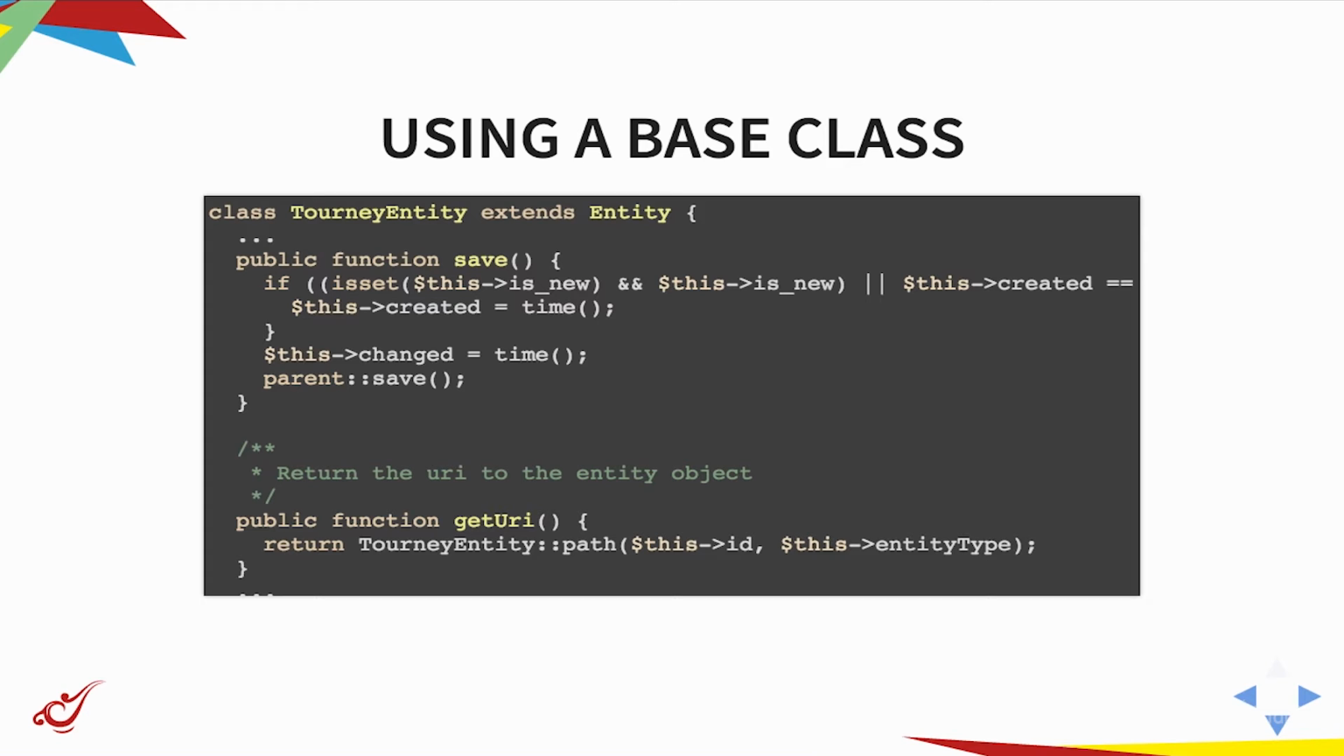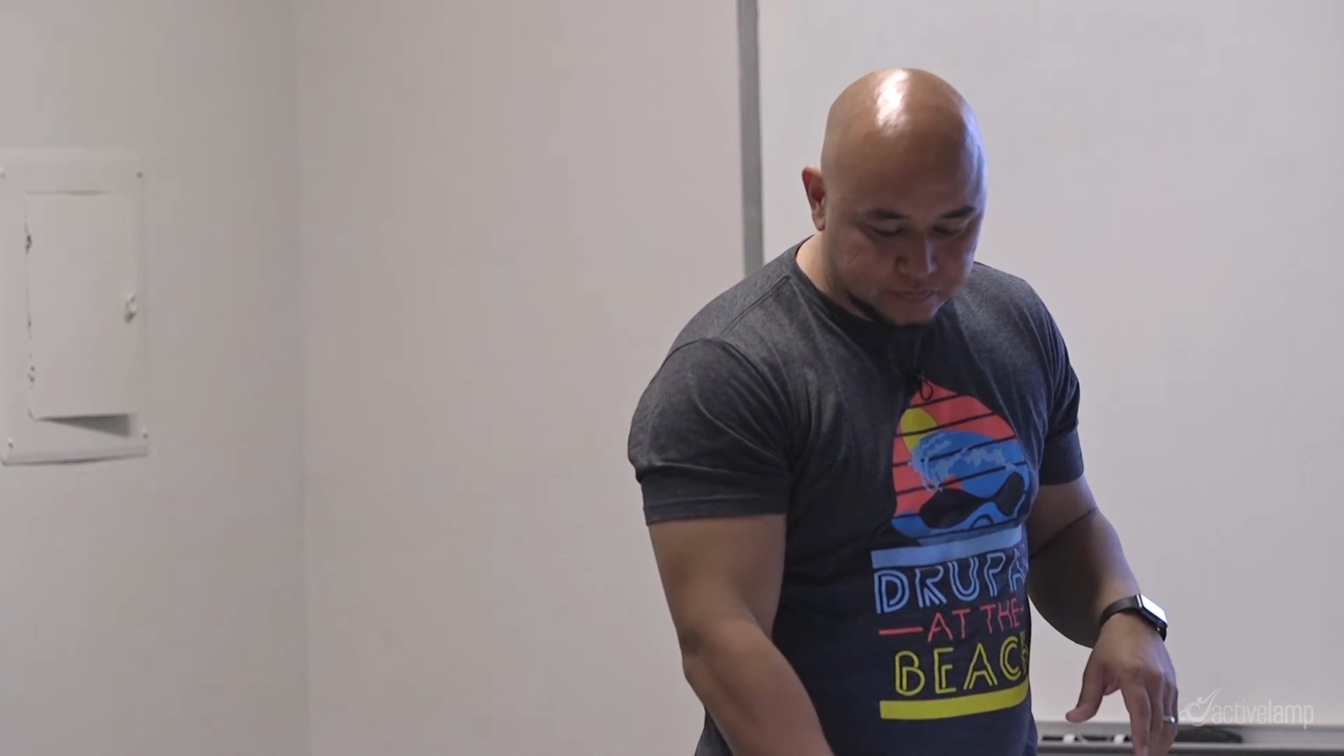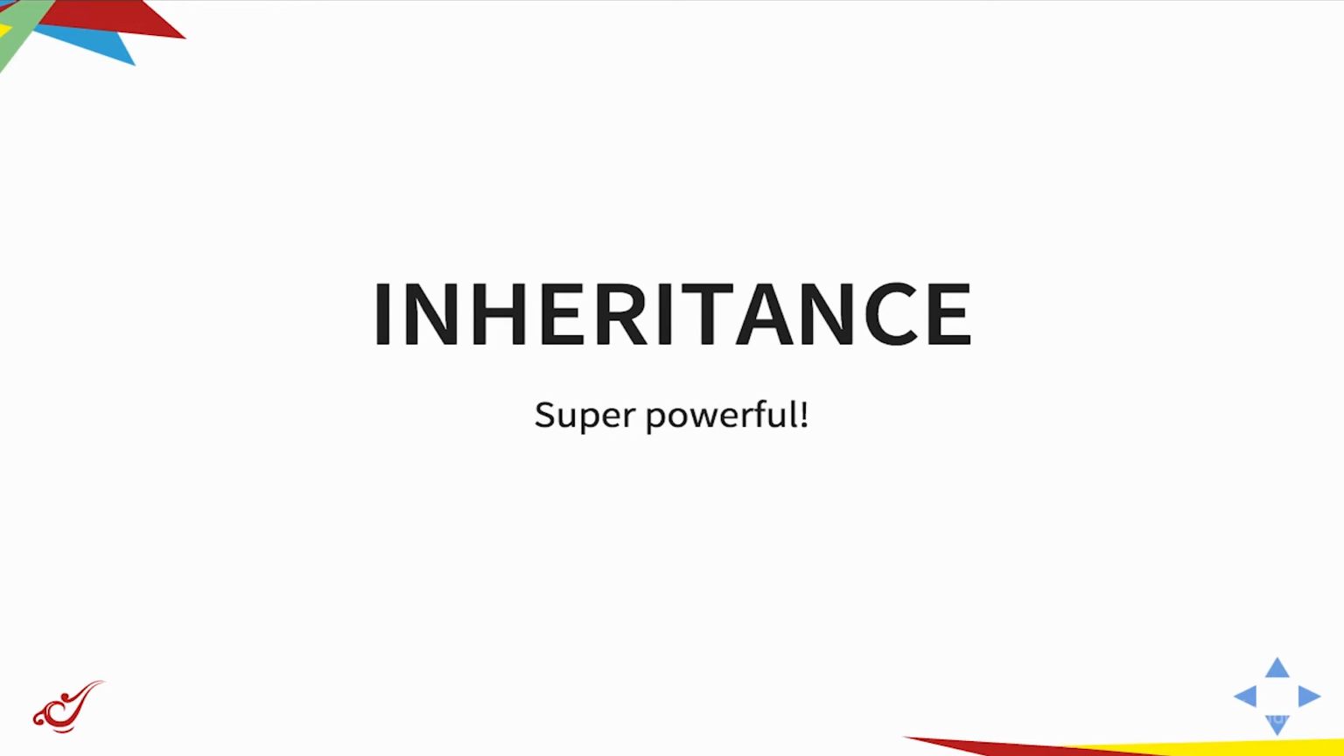And so here you can see we defined a base class called tourney entity, and we basically said anytime we run save on any of our entities, the match entity, the tournament entity, or the game entity, it's going to actually call this parent save, and then we're going to put a created timestamp and a changed timestamp. And once we're done with that, we're going to call the parent save and call the real entity class that's part of the Drupal Entity API module. And so what's awesome about this is we're extending functionality that already exists in Drupal. We're only changing what we need to change. This is the power of inheritance. And so inheritance is super powerful.